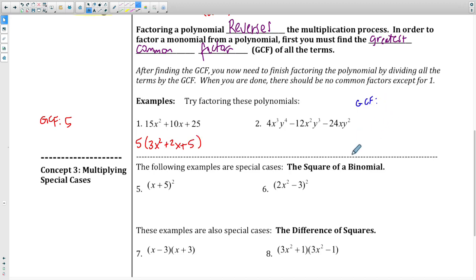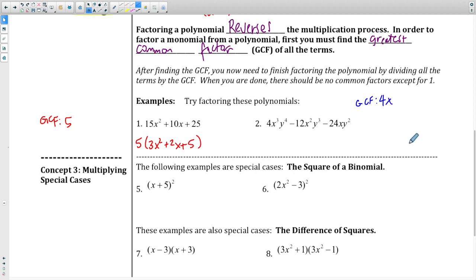All right, number 2, GCF. For my numbers, I can tell that 4 is a GCF. For my x's, I think it's just an x. My board is having a hard time keeping up. Okay, so x, no exponent. Why not? Because this one right here does not have an exponent on it.